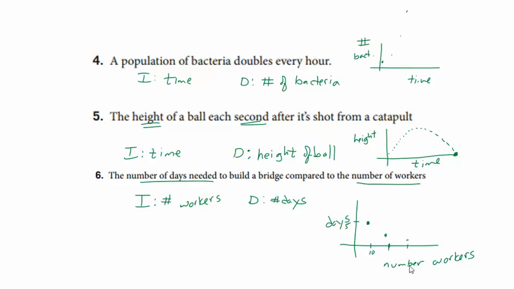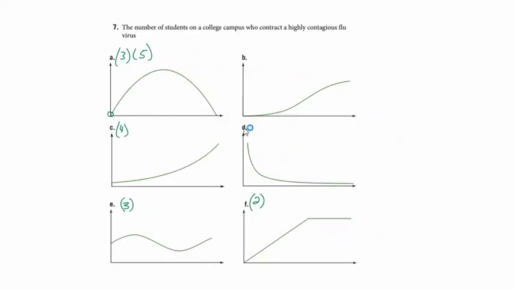More workers, less days. If I have less than 10 workers, it should take more days. So we should get this kind of a shape, like that. And that looks like D right here. So I'm going to say this is my workers. Was that number 6? Okay. And then the last one we have is actually number 7 right here.